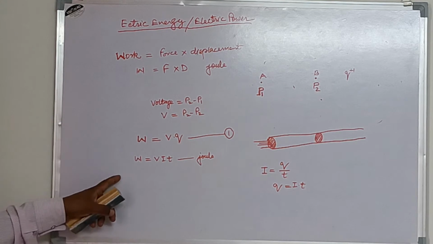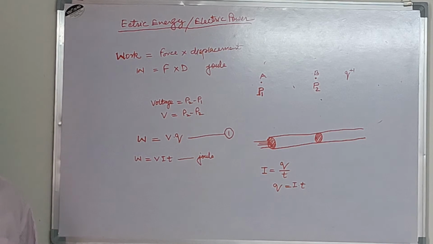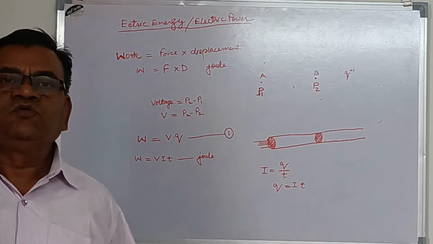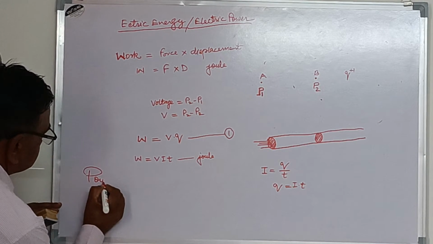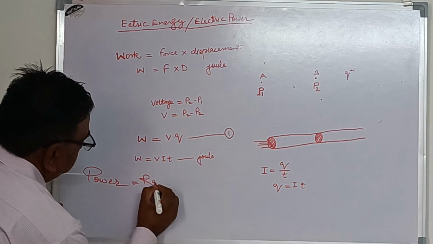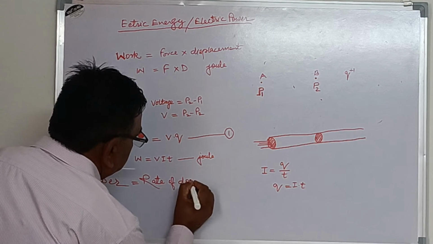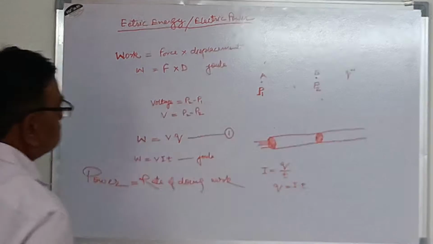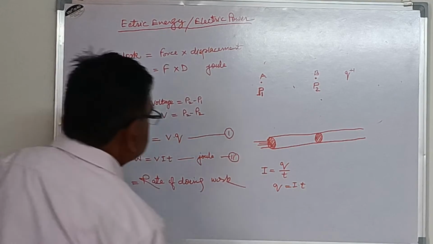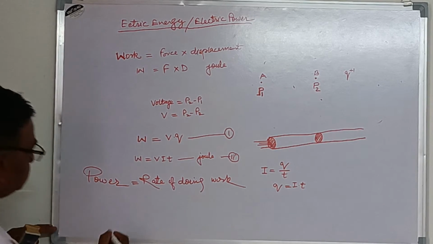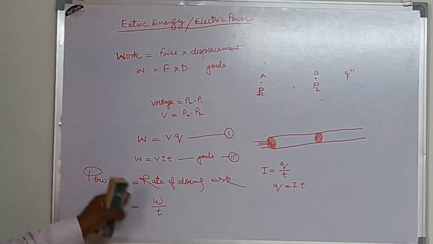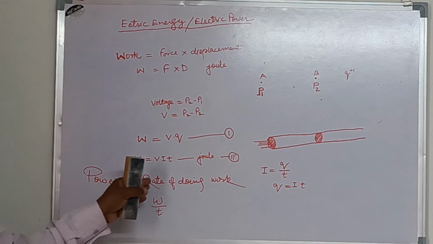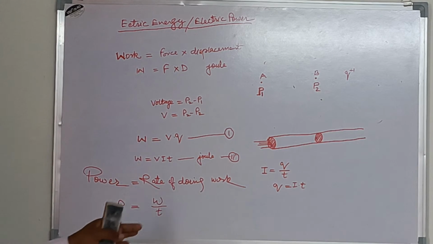Now, further we define power. What is power? The rate of doing work is defined as power. कितनी तेजी से कोई काम करता है तो उसको शक्तिशाली कहा जाता है, पावरफुल कहा जाता है. Now power is defined as the rate of doing work. This is the second equation. P is equal to W by T, as per definition of power. Power is nothing but rate of doing work. कितनी तेजी से आदमी काम कर रहा है तो शक्तिशाली होगा.